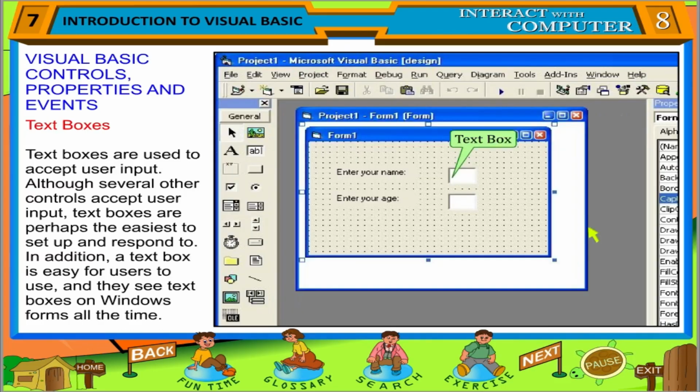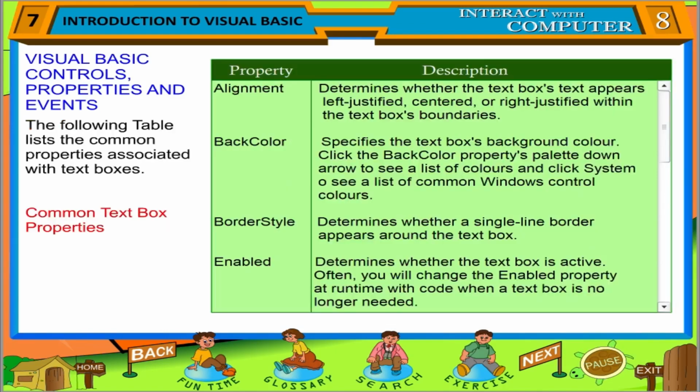Text boxes. Text boxes are used to accept user input. Although several other controls accept user input, text boxes are perhaps the easiest to set up or respond to. In addition, a text box is easy for users to use and they see text boxes on Windows forms all the time. The following table lists the common properties associated with text boxes.